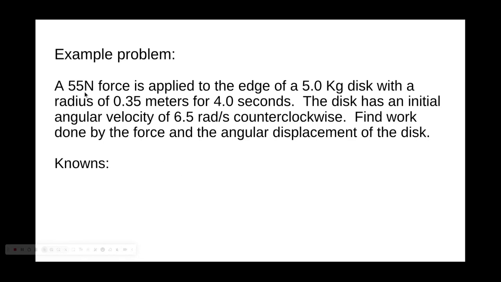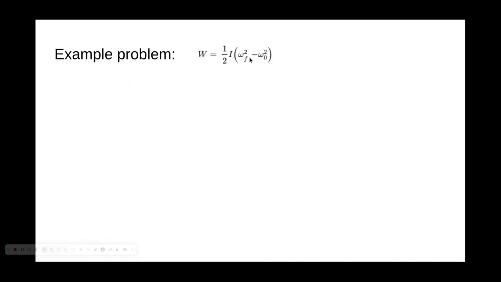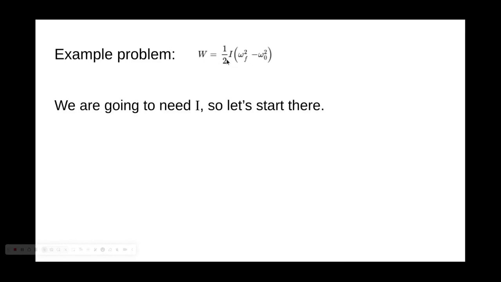Here's what we know. 55 Newton force, 5 kilogram mass, 0.35 meter radius, 4 seconds of change in time, and an initial angular velocity of 6.5 rads per second. You're going to be asked to find the work and to find the angular displacement. So that's delta theta. So here was one of the formulas I just derived a minute ago. If you want to use this formula, we're going to need this moment of inertia.